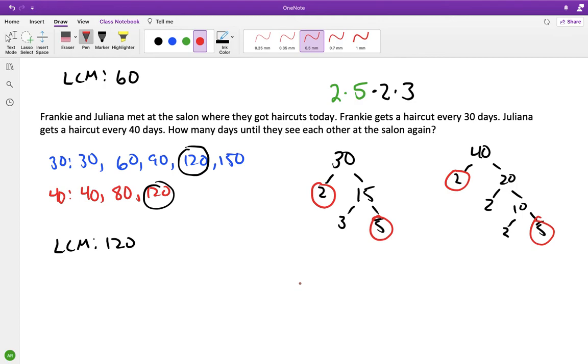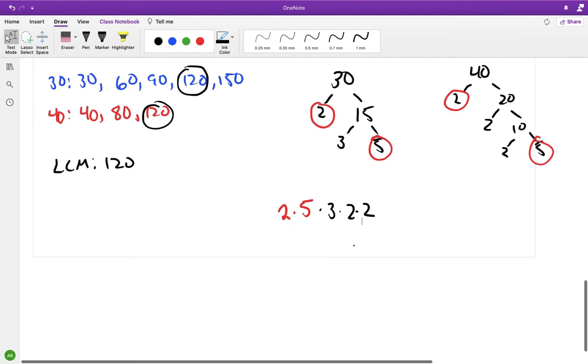Okay, let's write down the repeaters. So I have 2 times 5, and then let's write down the ones that do not repeat. I have 3 times 2 times 2. I realize we have 2s here, but remember they have to repeat in both of the prime factorization trees in order for us to circle them and count them as a quote-unquote repeater. All right, now let's just make sure that that actually equals 120 to make sure Mr. Robinson isn't lying to you.